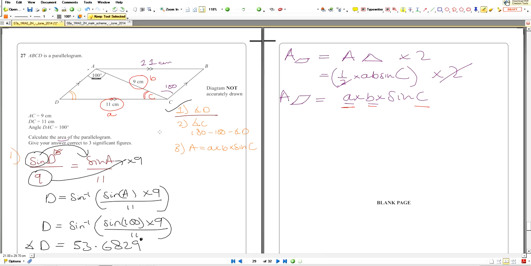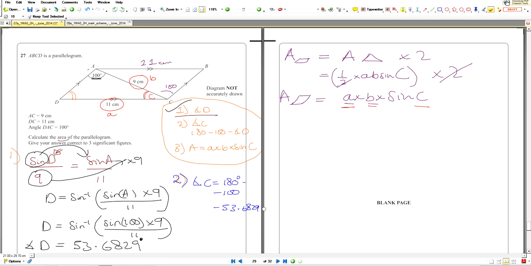Okay, we'll do part 2 over here. This is our answer, we'll circle that. So part 2. I think we might write this in a different color. So angle C, which is what we need, is equal to 180 degrees minus 100, which we have here, and minus D, which we just worked out, 53.6829.